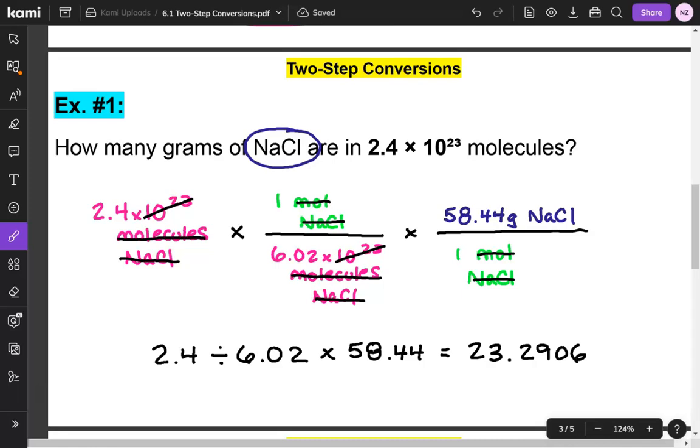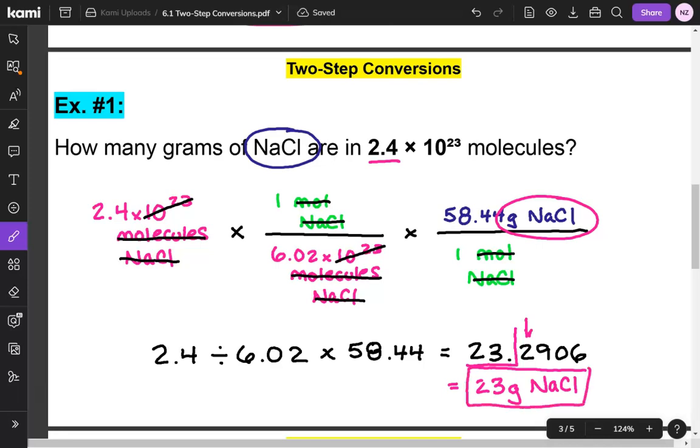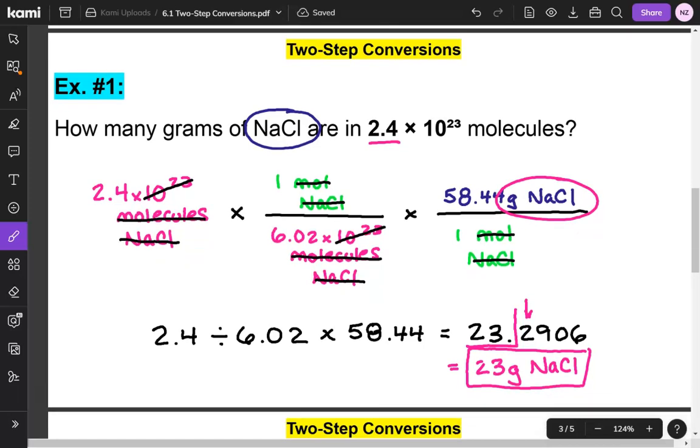23.2906. We always want to round to our given number. So that's 2 sig figs. So we're going to round our final answer to 2 sig figs. So that would just be 23, and my units that I'm left with are grams of NaCl. Okay, so there's our first example here. Let's move on to our next one.